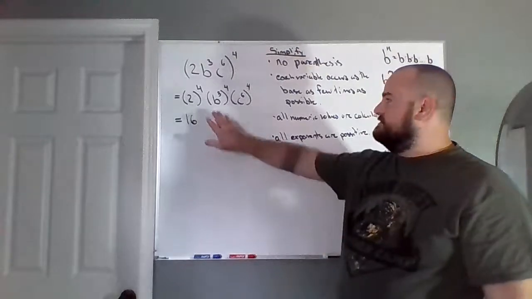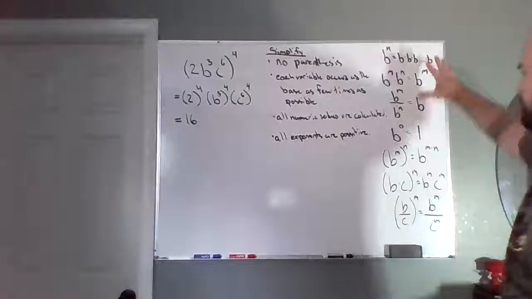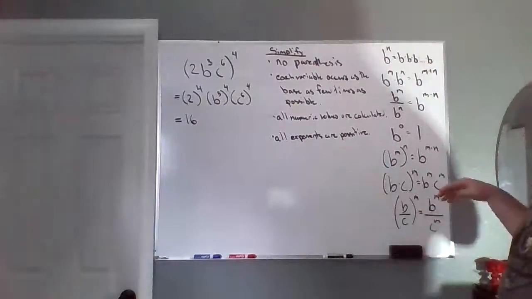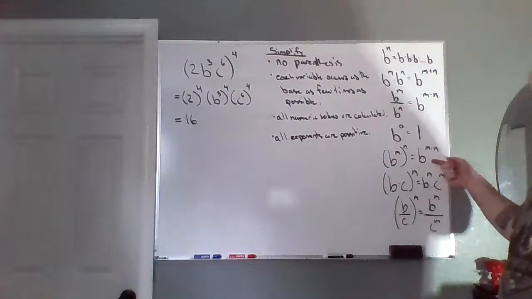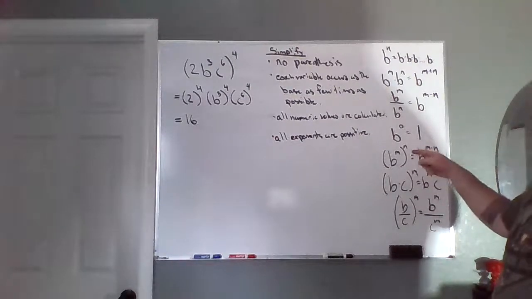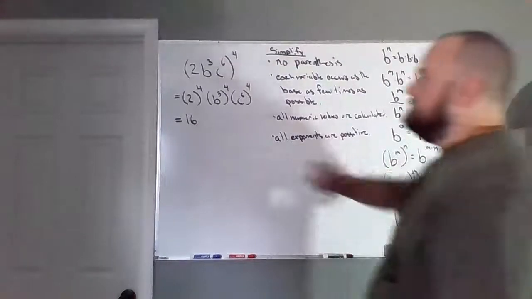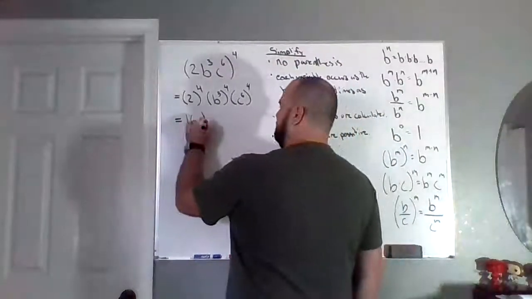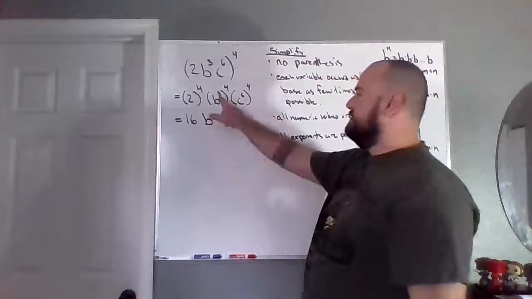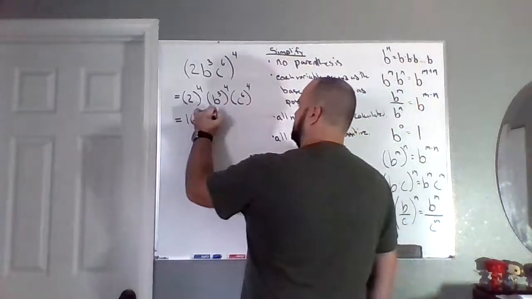So if I have b to the 3rd to the 4th, if I look at my rules, which one does that look like? That looks like the power rule. I have the base raised to a power raised to a power. So to combine those exponents, I multiply them together. In this case, what we end up with is b to the 3 times 4, and 3 times 4 is 12.